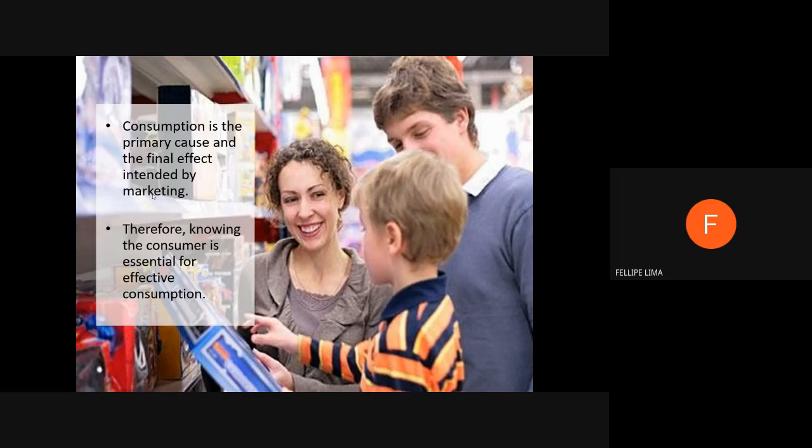Because of that, knowing the consumer is essential for effective consumption. How can you sell something to someone if you don't know who they are, how they think, what they want in their lives? If you don't know the answers to these questions, you will never make a good marketing campaign for your product.